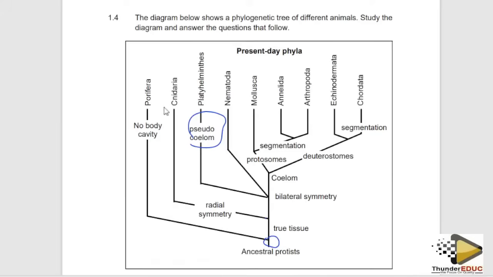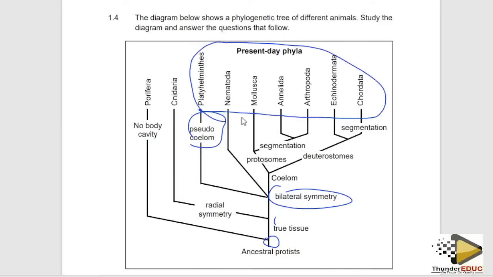Radiosymmetry. It means this one has a radiosymmetry. This one, tissue, bilateral symmetry. All these ones up, they have bilateral symmetry, meaning that platyhelminthes, nematode, mollusca, annelida, arthropod, echinodermata, and then chordata. All these things, they have a meaning. Don't just say Cnidaria, Porifera. They have a meaning.